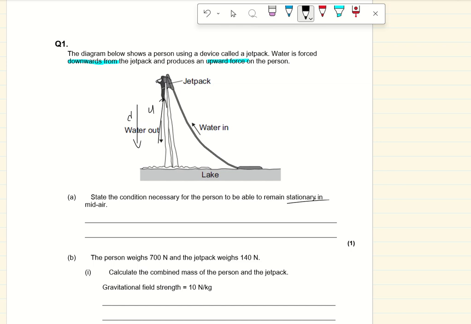So if they are not moving, it means that there isn't a resultant force, but there are two forces working on this person. The question tells us there's an upwards and a downward force. So if the person is not moving, then that means that the upward and downward forces are equal. Therefore, meaning that there is no overall force acting on them. Does that make sense? Okay.